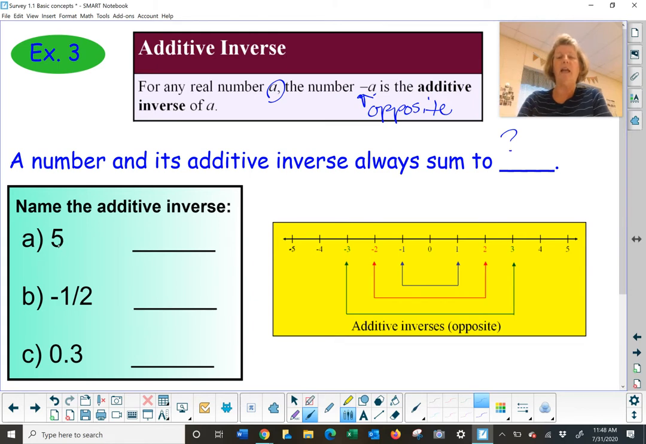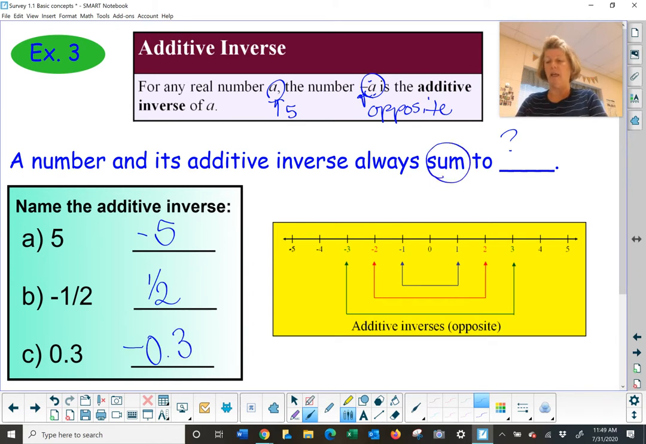Well, let's go over here and name some additive inverses. 5, so let's assign 5 to a. How do I get the other additive inverse? I do the opposite of it, so negative 5. Negative 1/2, its additive inverse would be positive 1/2, the opposite of. Positive 0.3, its additive inverse would be negative 0.3. Now, when I look at the sum of these, what would the sum be? When I add these two together, I'm getting 0. Yes, indeed. They do sum to 0.